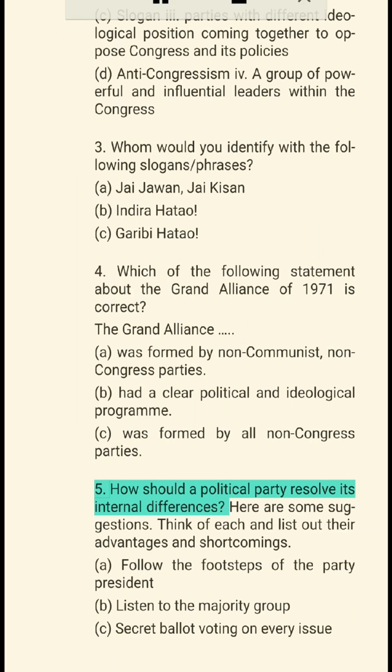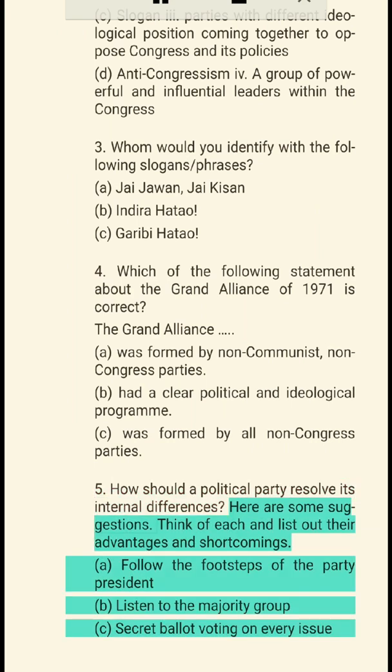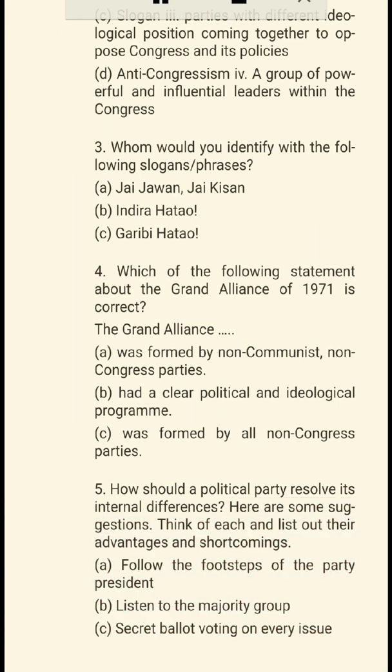5. How should a political party resolve its internal differences? Here are some suggestions. Think of each and list out their advantages and shortcomings. A. Follow the footsteps of the party president. B. Listen to the majority group. C. Secret ballot voting on every issue. D. Consult the senior and experienced leaders of the party.